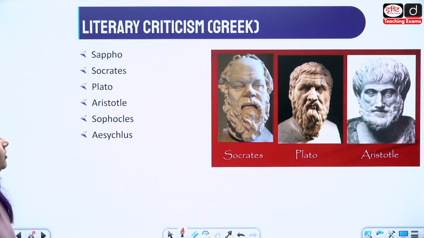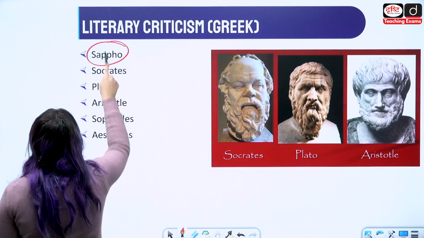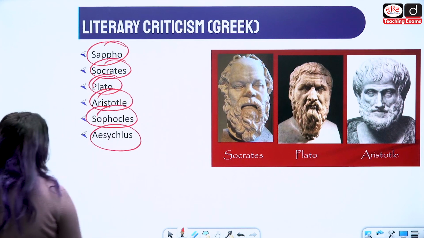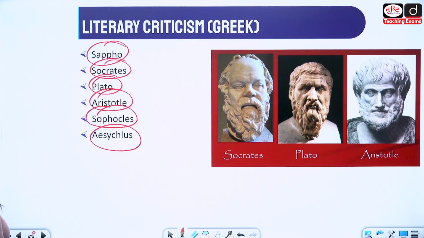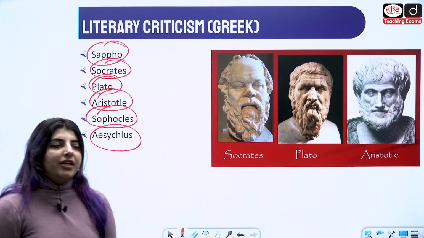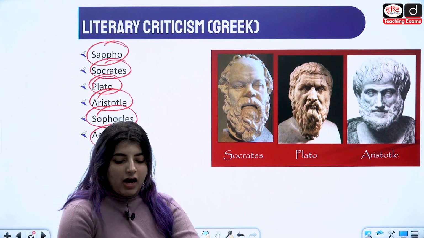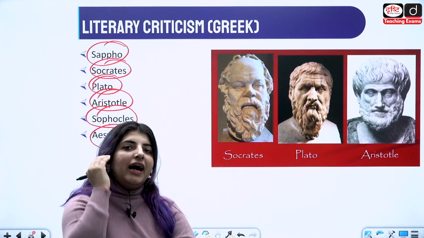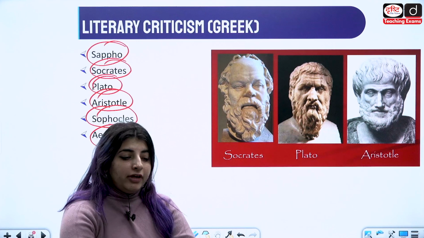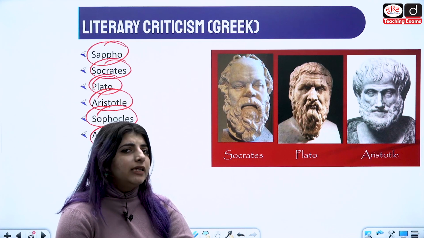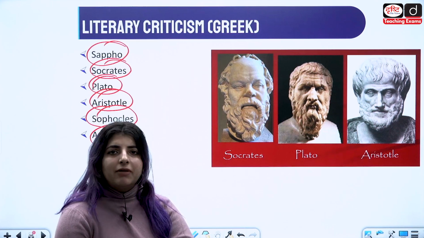Then we have literary criticism: Greek, Sappho, Socrates, Plato, Aristotle, Sophocles and Aeschylus, that we are going to deal with, right? Because they are the ones who are associated from the very ancient times with the school of literary criticism. How Plato wanted poets to be banned in the Republic. But why was that the case? Was he literally against the poets, or was there some other reason?